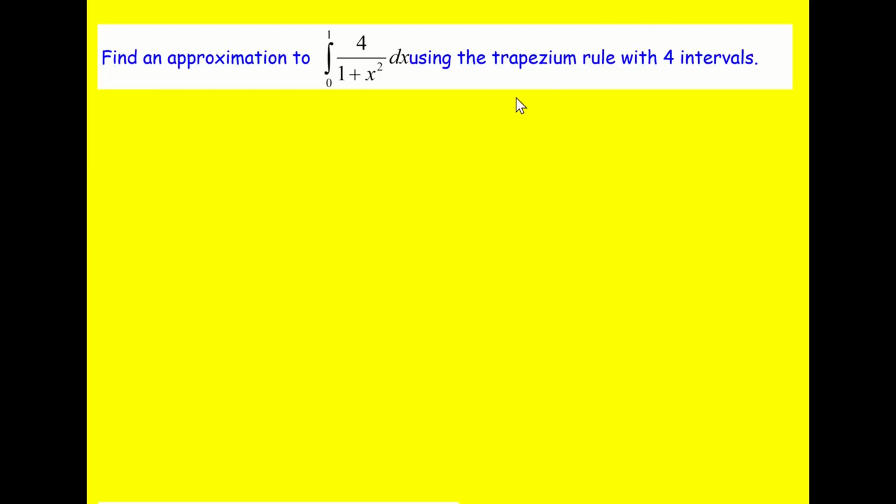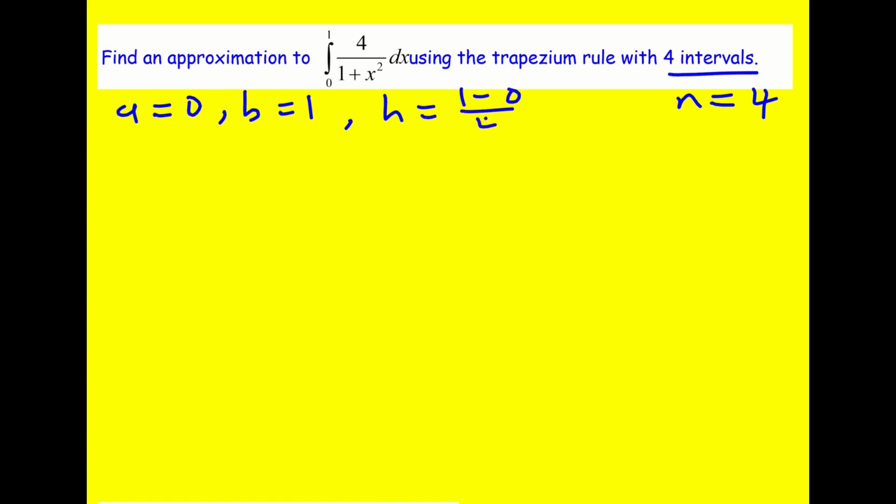Alrighty, one bonus example. If you're confident, you could skip this, but I think you could have a go at it as an extra question, and I'm going to talk about a nice result that comes from it at the end. All right, let's do this. So we've got 4 intervals. That means n is equal to 4, a is equal to 0, b is equal to 1. That means h is equal to (1 minus 0) over 4, and each trapezium is going to be 0.25 in width. Let's construct our table.